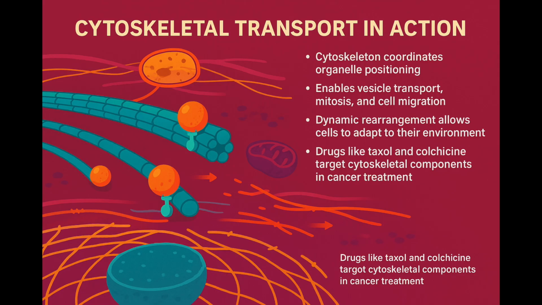But there's also a medical side to this story. Drugs like Taxol and colchicine, used in cancer therapy, specifically target microtubules. By freezing or destabilizing these filaments, they prevent cancer cells from dividing. It's a perfect example of how understanding the cell's internal highways gives medicine the power to intervene at the molecular level. The cytoskeleton, then, is not just biology, it's bioengineering in motion.